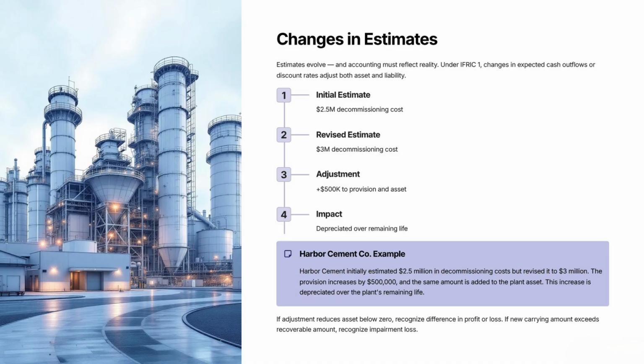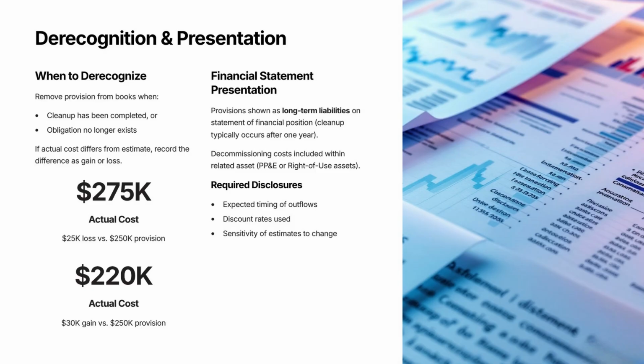Next, let's see how the accounting wraps up when the decommissioning is actually completed. A decommissioning provision is removed from the books, or derecognized, when the cleanup has been completed, or the obligation no longer exists. If the actual cost differs from what was estimated, the difference is recorded as a gain or loss.